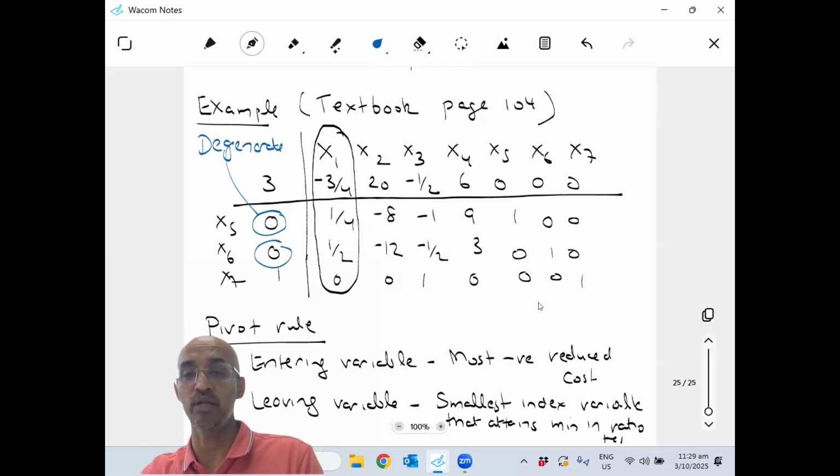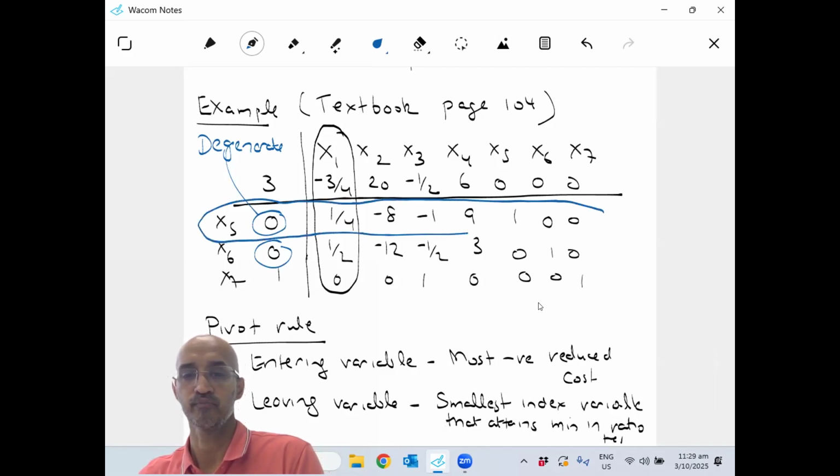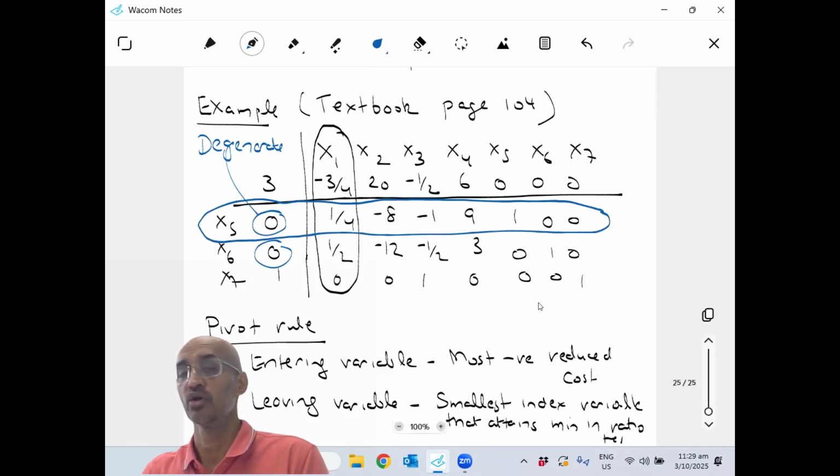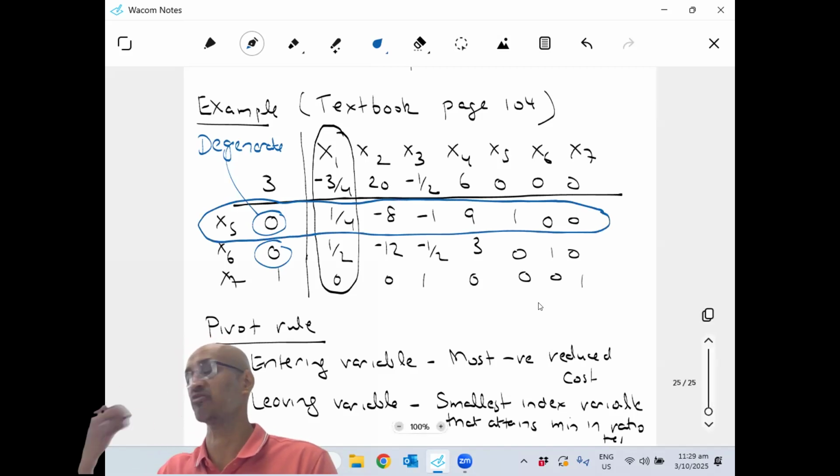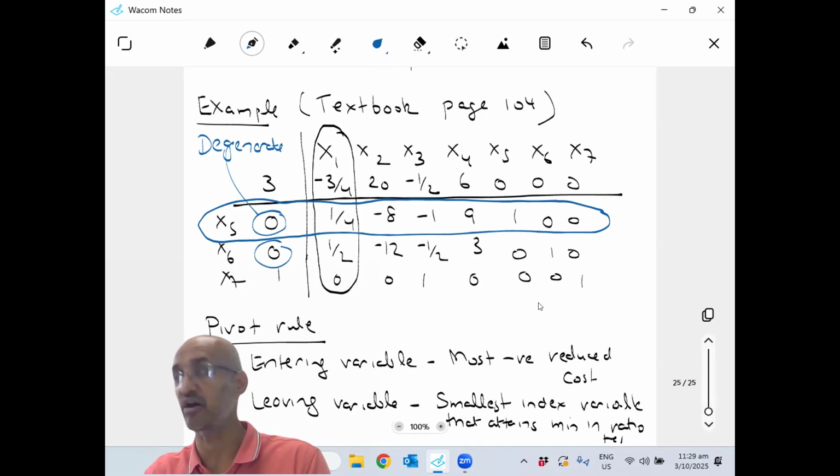What should I do when I do my minimum ratio test? 0 divided by 1/4, 0 divided by 1/2. So 0. So I've got two choices: X5 can leave my basis, or X6. The rule I'm going to use when I code my algorithm is the one with the lower subscript, X5. So if I use this rule, X5 leaves the basis. Now you implement the simplex method. So X1 will now enter, X5 will leave.